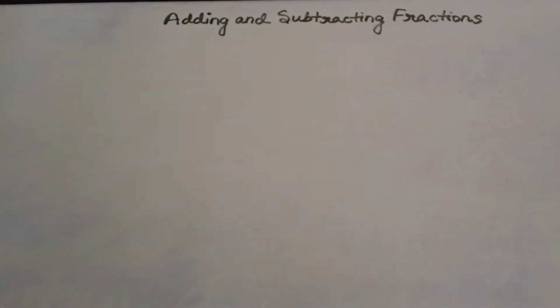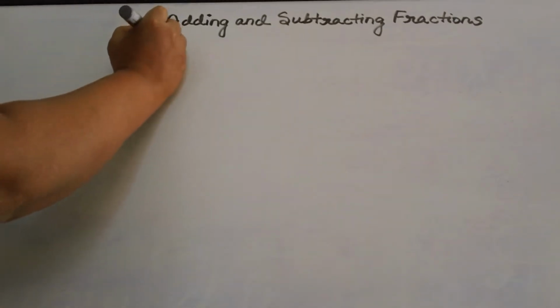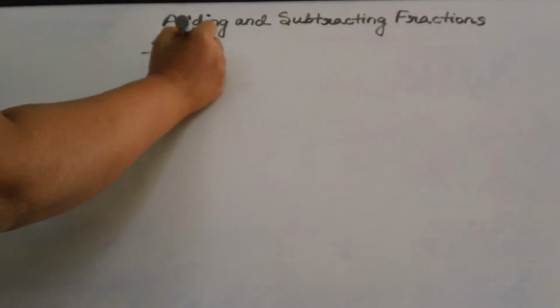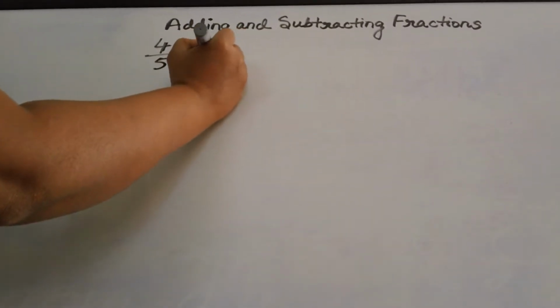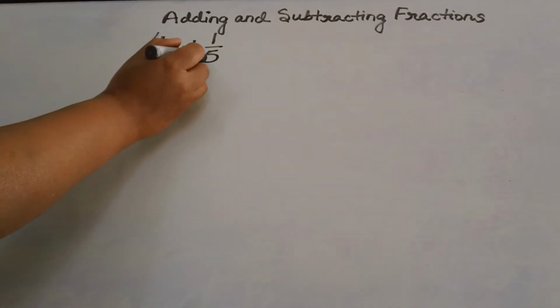In this presentation, we are going to see how to add and subtract fractions. Let's learn this by taking a few examples. For example, if we have a fraction, say 4 by 5, and we want to add 1 by 5, this kind of question is very easy because we have the same denominators.